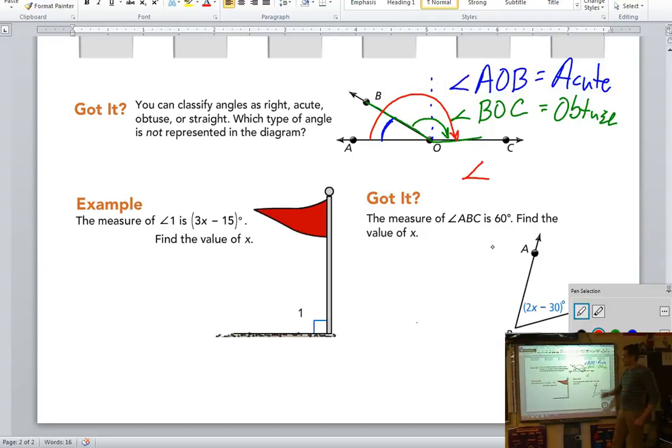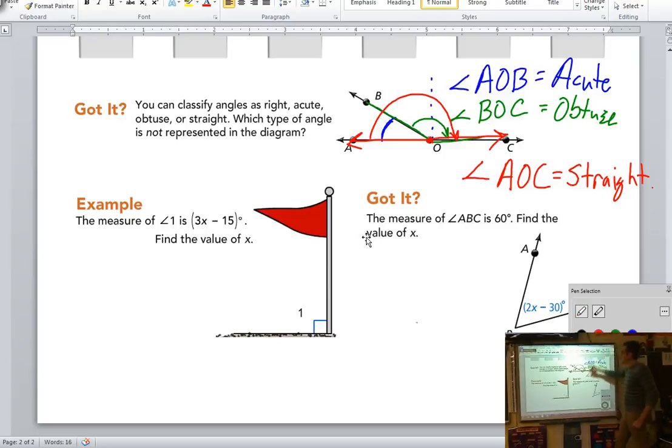This angle right here, angle AOC. If I start and I use this ray out to A, this ray from O out to C, that is going to end up being a straight angle. So those are the 3 angles that we can make there. This is why we don't use O as the name of them, because all of them use O as their vertex.